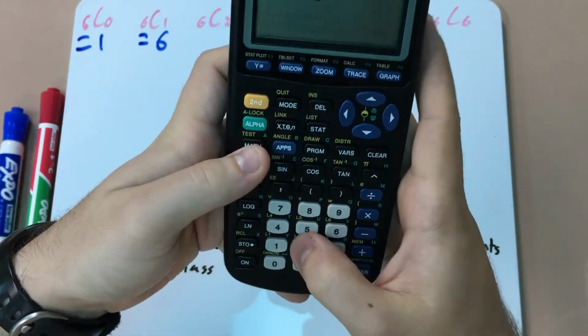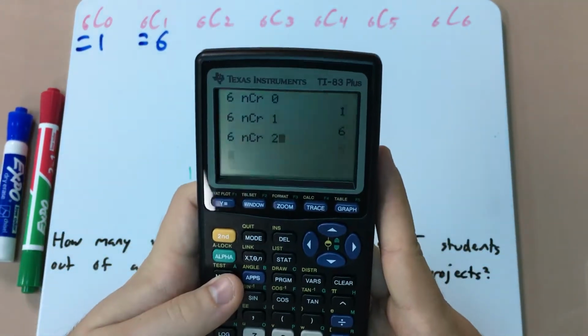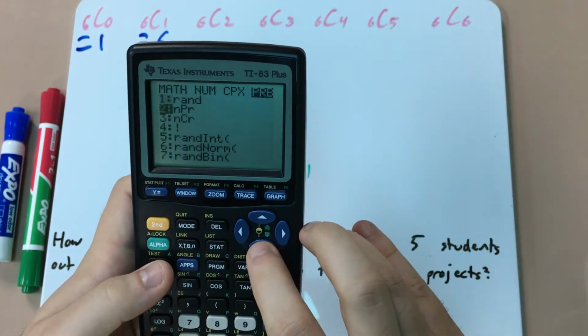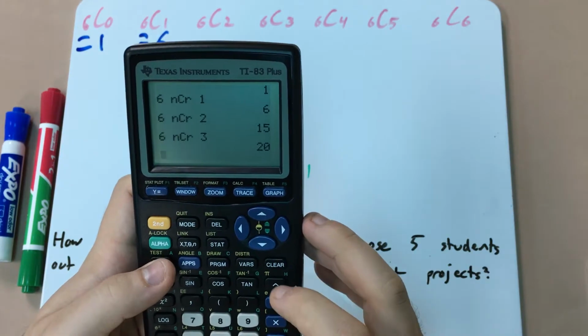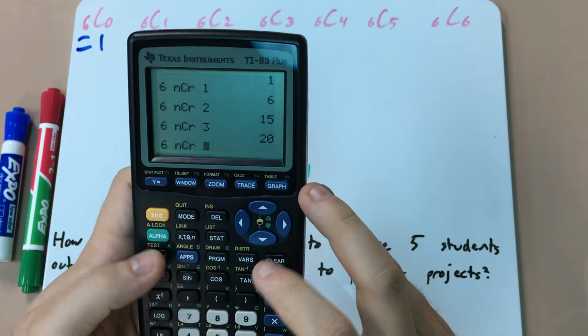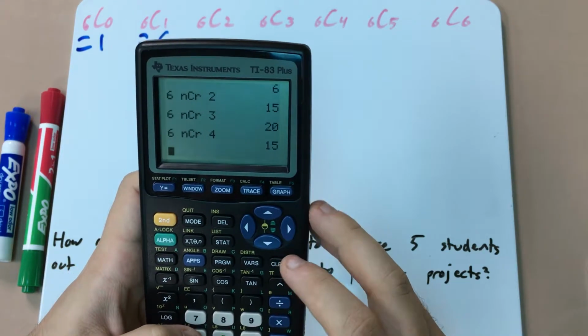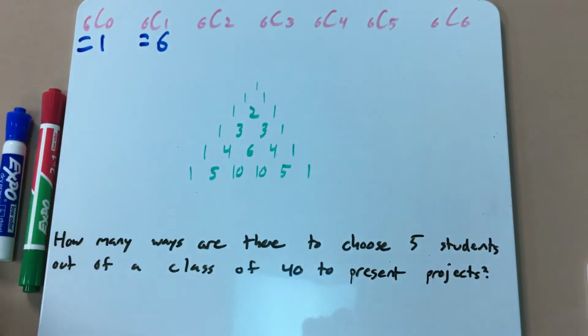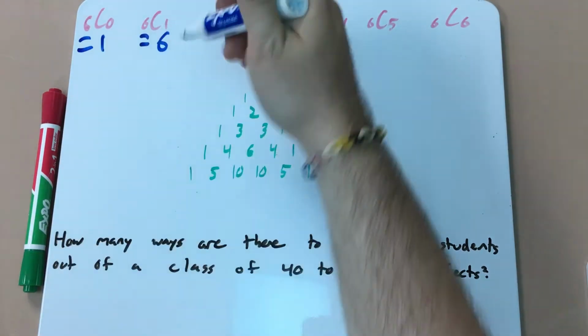6 choose 2. Whoops. That's 15. 6 choose 3 is 20. 6 choose 4 is 15 again. Okay, so it looks like these are starting to get smaller. Let me go ahead and write all this down as we have it.